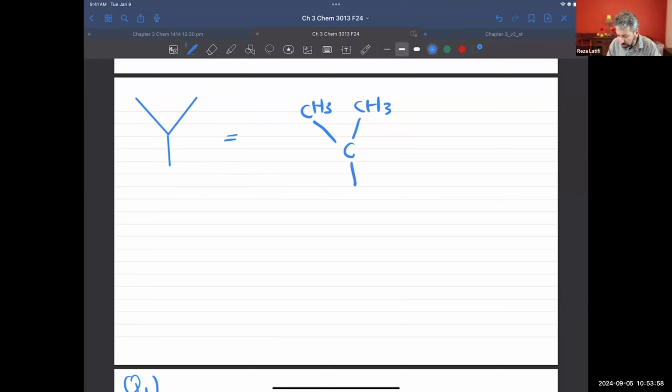And down here we have another CH3. But the central one is not octet. How do you make it octet? You need to have 1 hydrogen attached to it. So we have 1 hydrogen there. Now it depends which hydrogen you pick. You might get different structures. So let's label them.